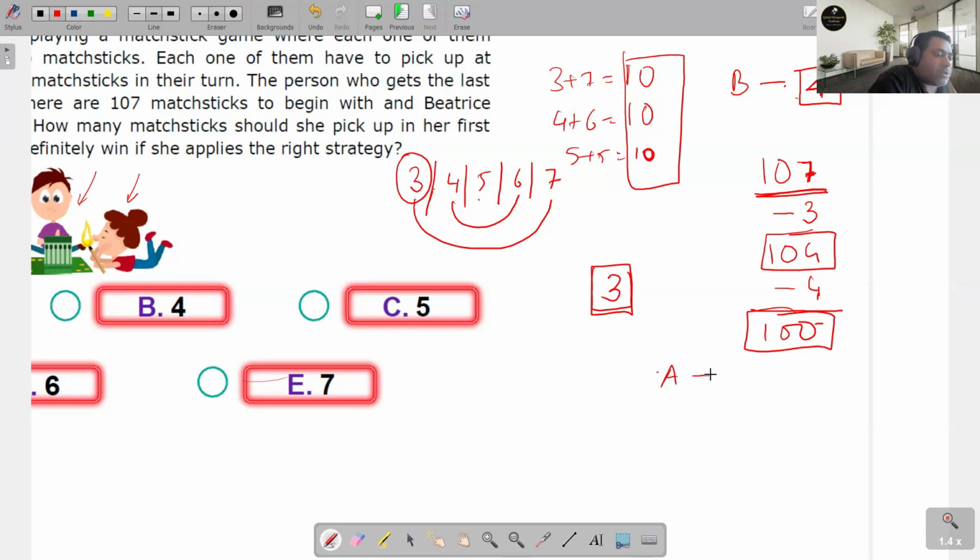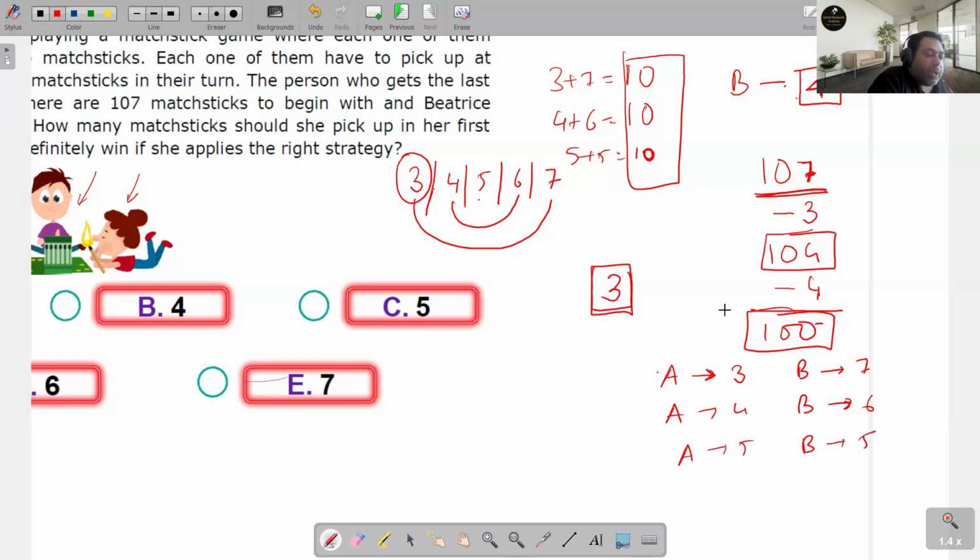Correct. Adam is going first. So whatever Adam picks up, if Adam picks up 3, Beatrice can pick up 7. If Adam picks up 4, Beatrice can pick up 6. If Adam picks up 5, then Beatrice will pick up 5.